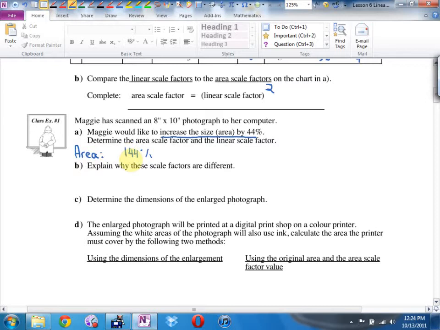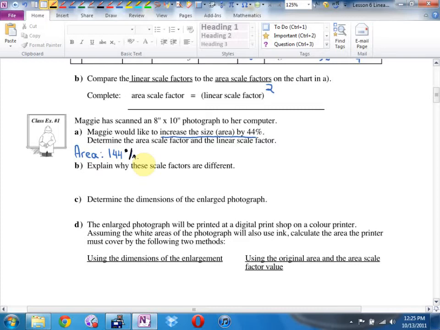Why is it 144%, not 44%? Yeah. She wants the original plus 44%. And what's the original? 100%. Right? The original of anything is 100%. The original size plus 44%. That's a bit of a tricky concept.